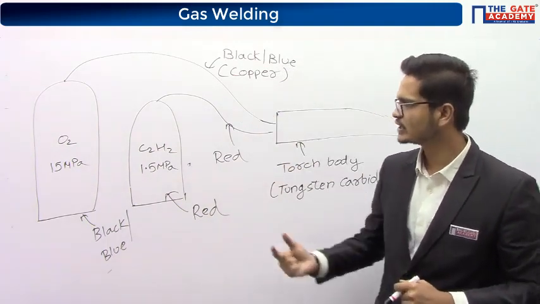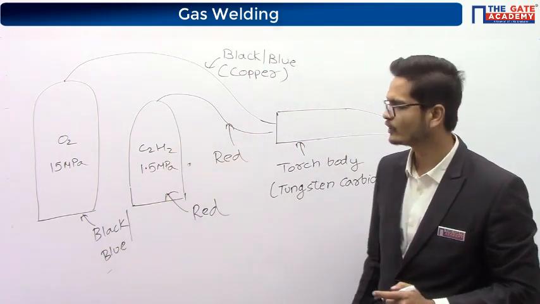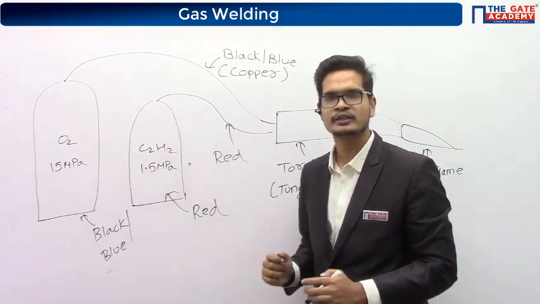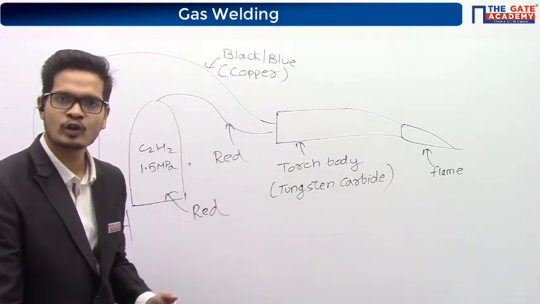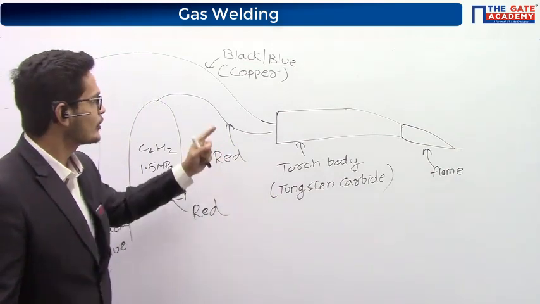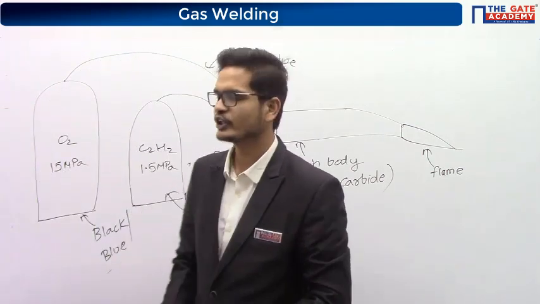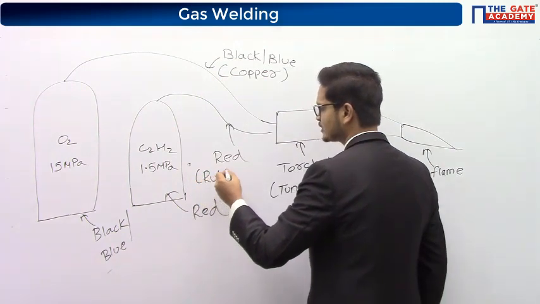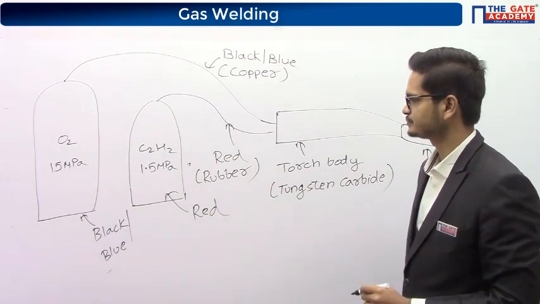Now the problem is this acetylene is highly reactive in nature. If it comes in contact with copper, it decomposes the copper, and the acetylene will leak out. That's why we cannot use copper with acetylene. So what we use is rubber. Some high strength rubber we'll use. This rubber is not going to react with the acetylene.